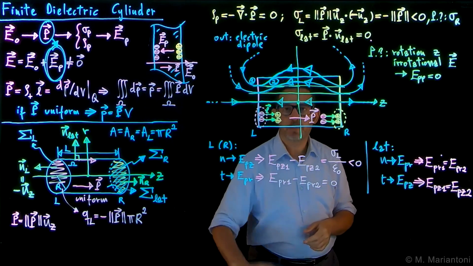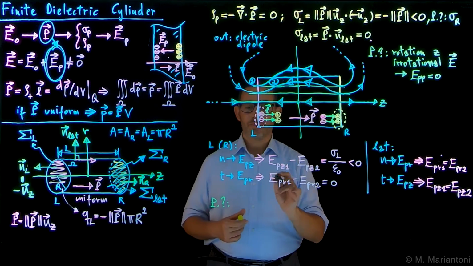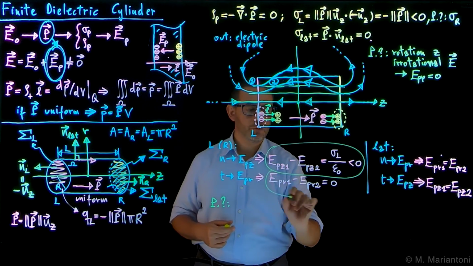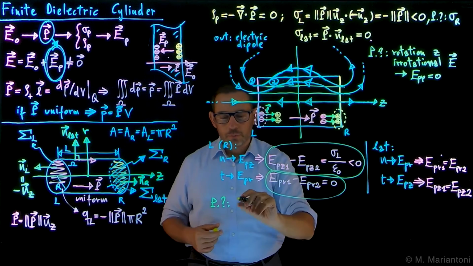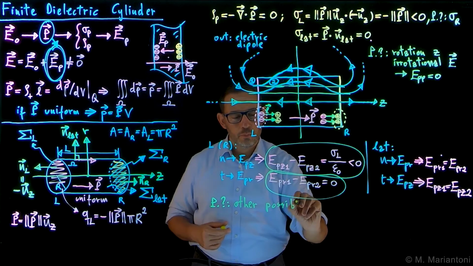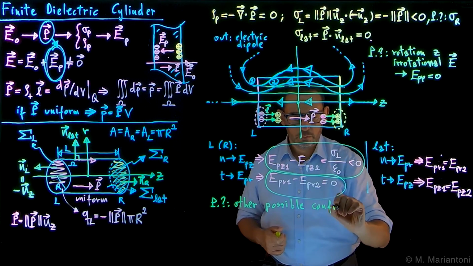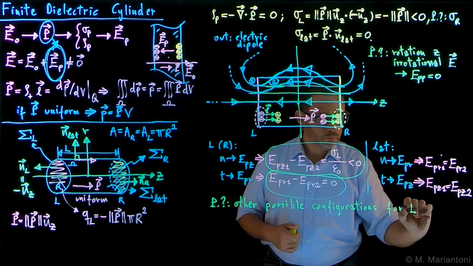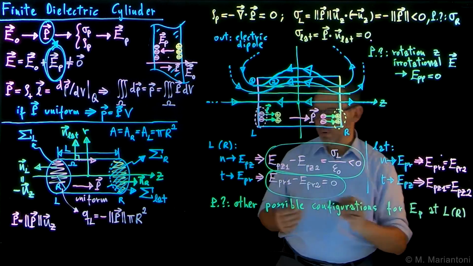Perhaps let me ask you a question in Piazza. So given the fact that this condition is true, and this condition is true, given these boundary conditions, do you think there could be other possible configurations for the E field here, at, let's say, L or right? So this is the question, okay?